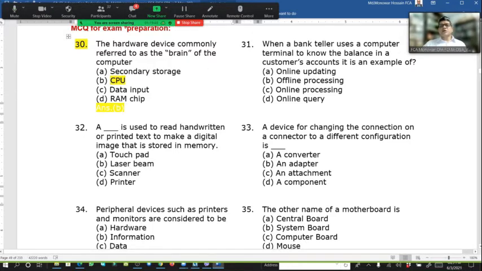Number 31, when a bank teller uses a computer terminal to know the balance in a customer's account, it is an example of what would be the answer? Online query.